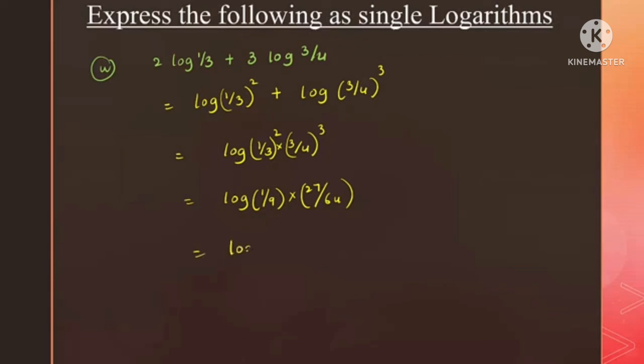Or log of, 9 ones are 9, 9 threes are 27. So we can write log of 3 by 64. Is it clear? So this is what we expressed in a single logarithm. So these are some examples related to the laws of logarithms.